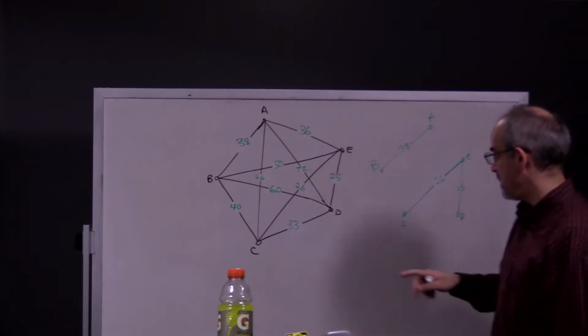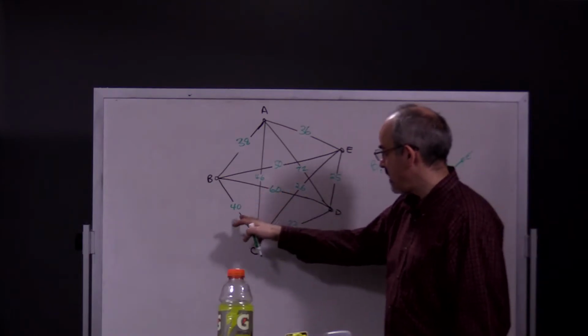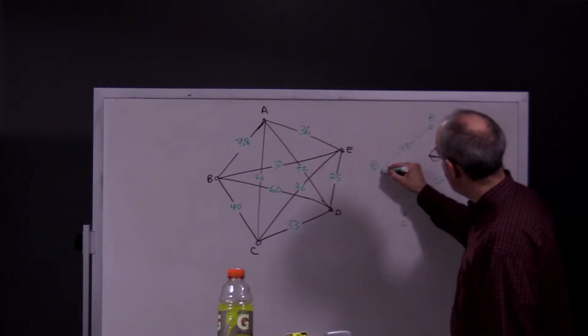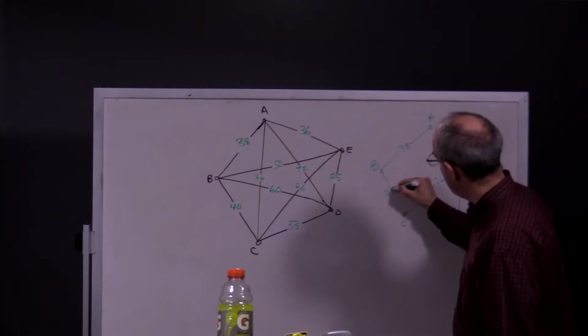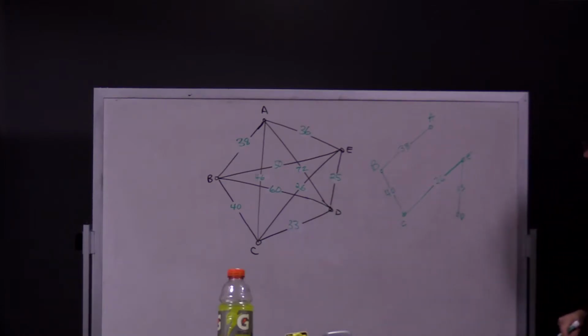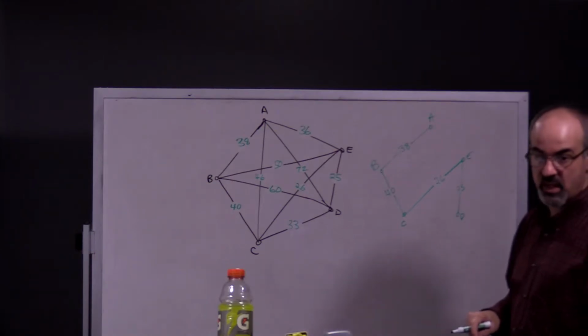The next smallest weight is 40. We can do this too. We haven't completed a circuit. We don't have 3 edges coming into one vertex, so that's good.